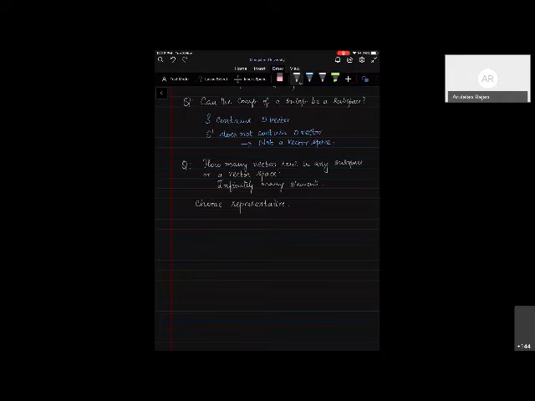Now, how do we choose this representative? We choose this representative in such a way that... another example. All of us would be working in, let's say, a college or university or somewhere.